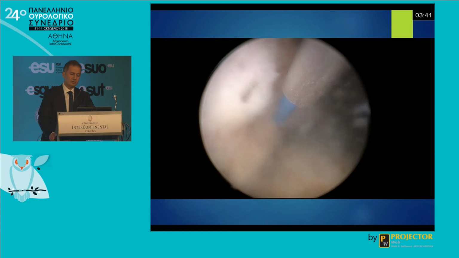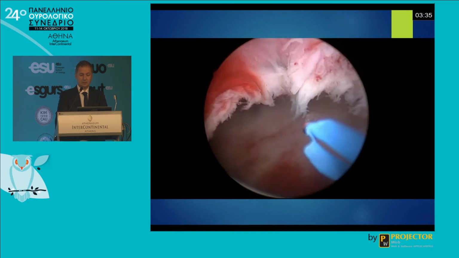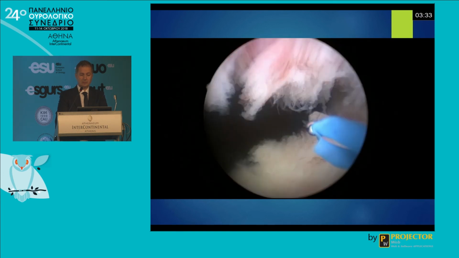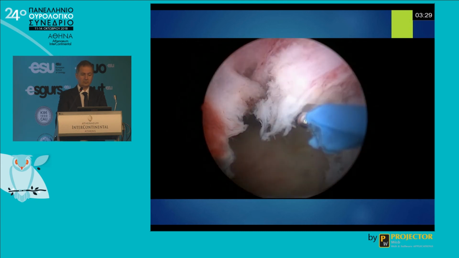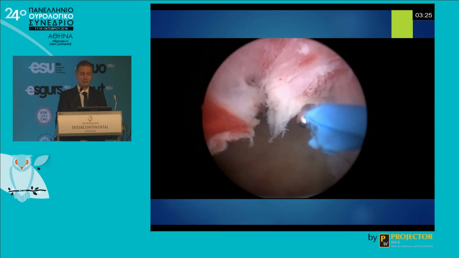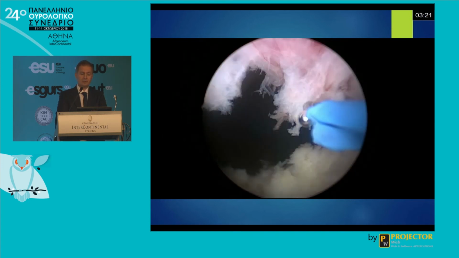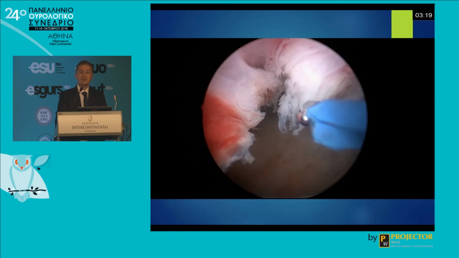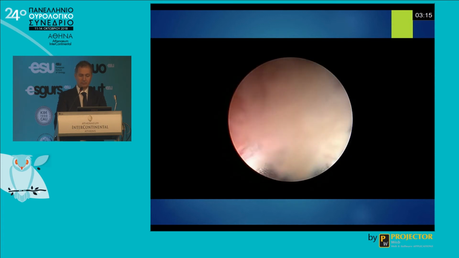Now we finished the right lobe. Now the omega sign. Behind this tissue, there is no adenoma. If you see this picture, this shape, it means that your patient has no continence problem.